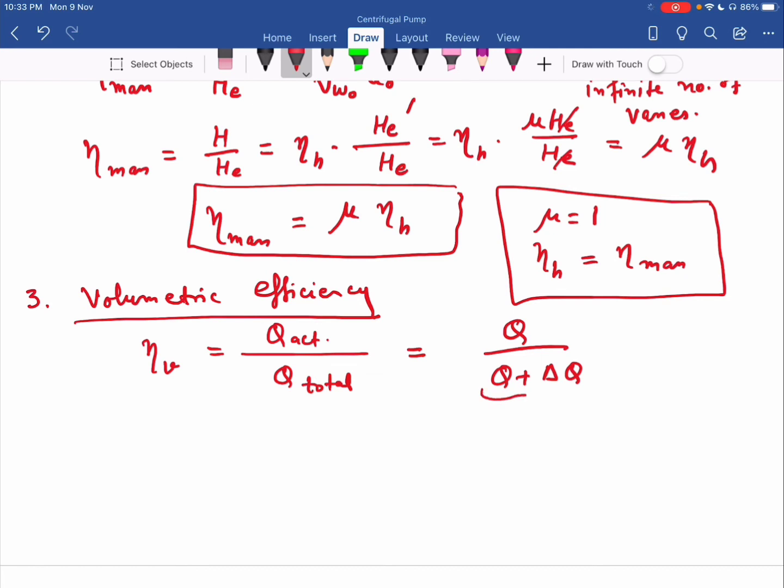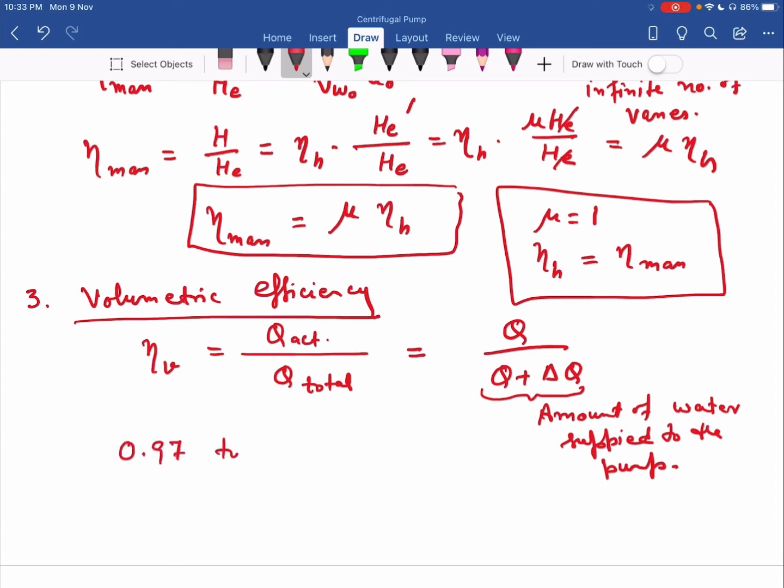Or you can say this is the amount of water supplied to the pump. Q is the actual discharge at the outlet, and delta Q is the leakage loss. So that is my volumetric efficiency, and the range for volumetric efficiency is from 0.95 to 0.98.